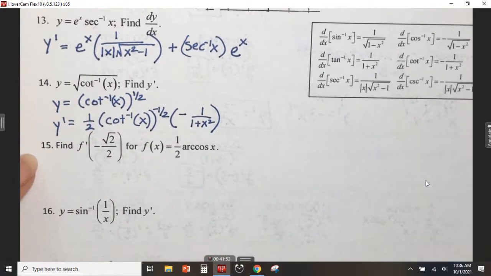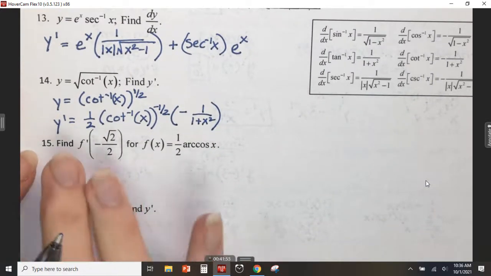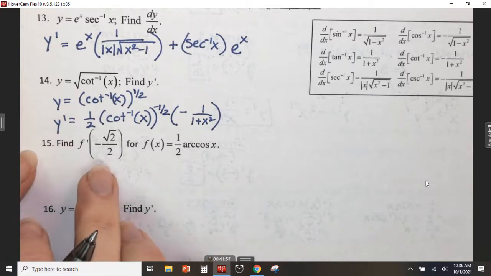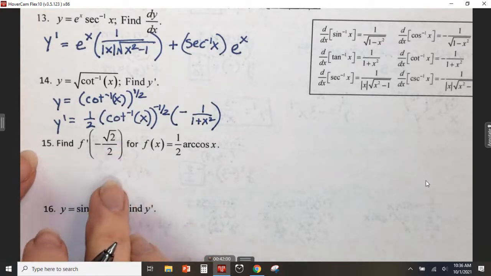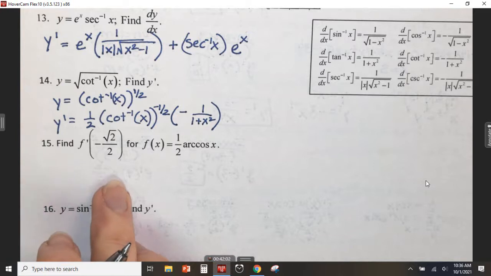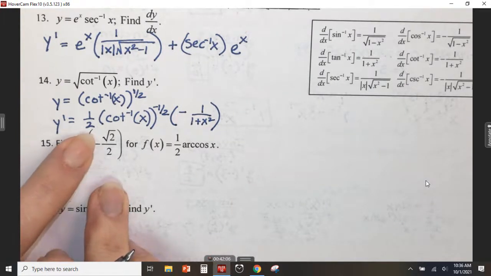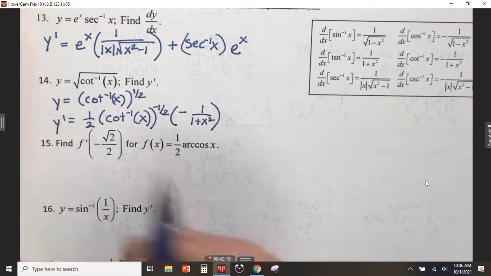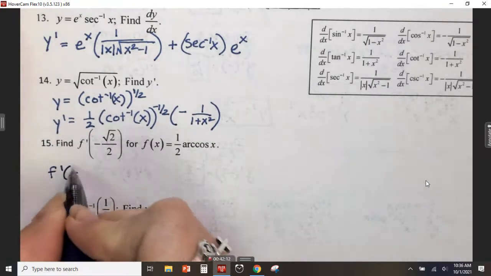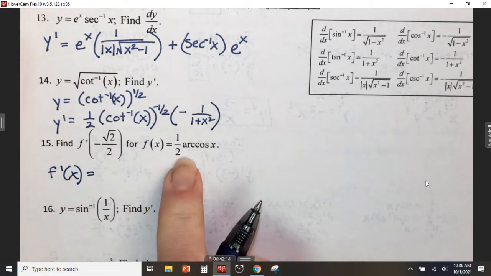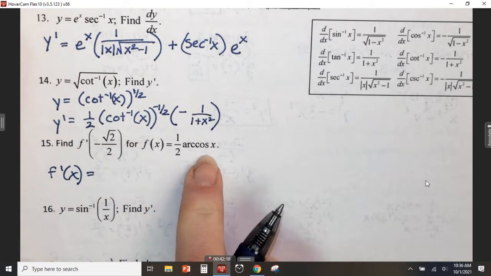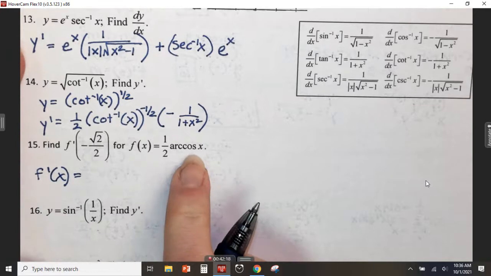Number 15. On this one, we have to find f prime of negative square root of 2 over 2. So there's an added step. First, we find the derivative, then we plug this in for x and get a number for our answer. Okay? So first, f prime of x equals. Oh, they've got arc cosine here. What is arc cosine?